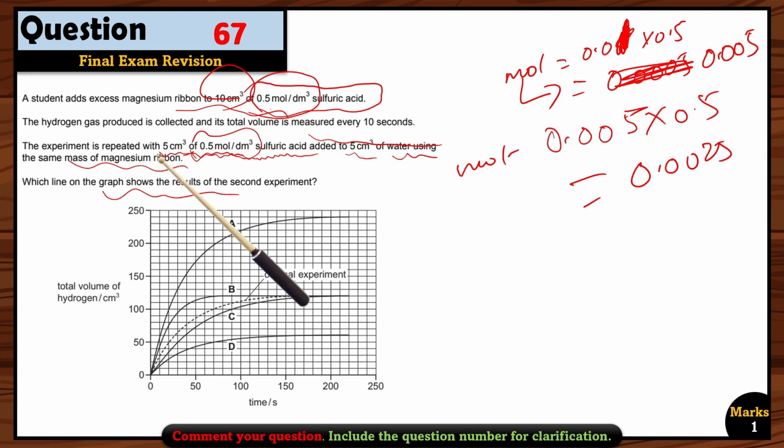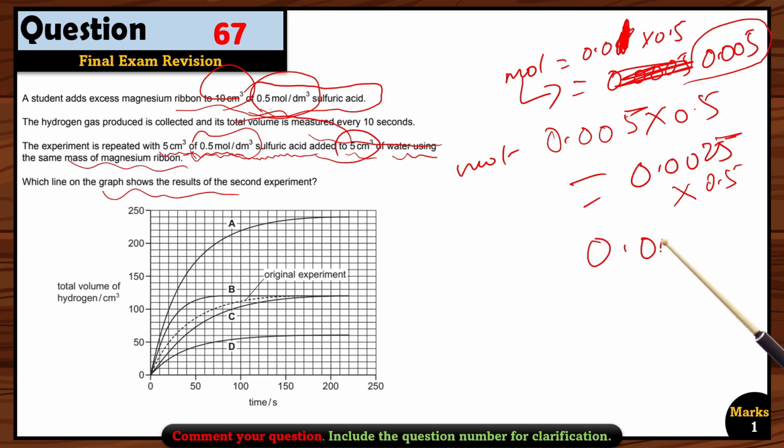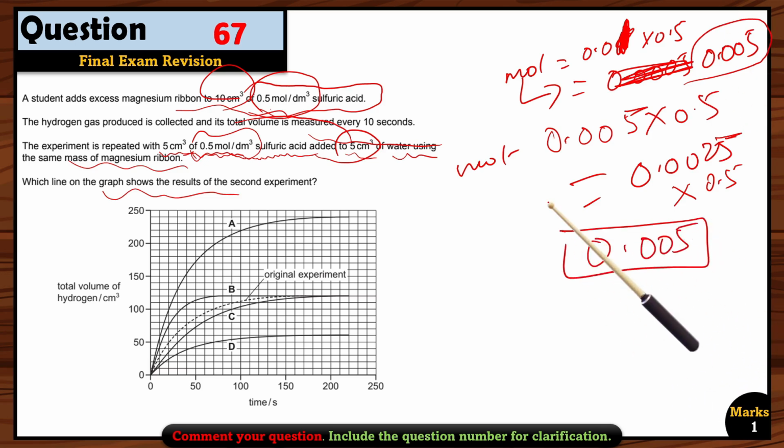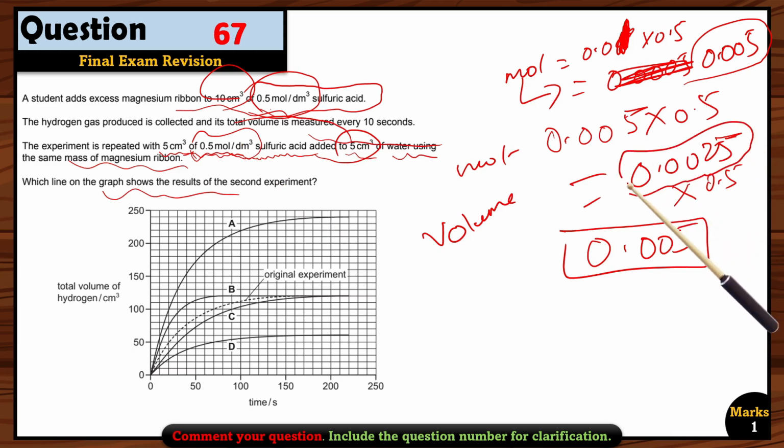But if you see, the volume has changed: 5 cm³ and then you added 5 cm³ of more water. So what does it mean? It means you have added water again, so the volume has increased. So now what will be the moles? Still 0.0025. The volume is the same as the first experiment, but what is the difference? The moles of the second experiment are less as compared to the first experiment.